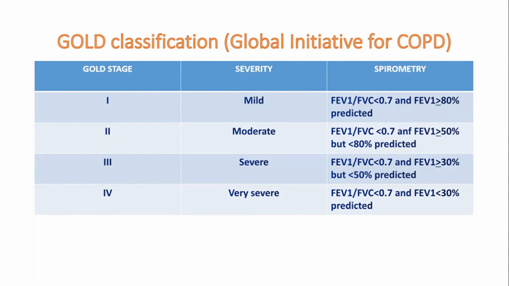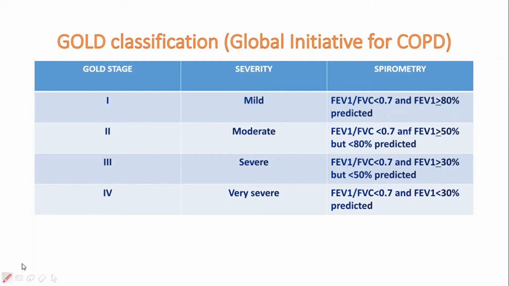In mild cases, FEV1 is above 80% of that predicted. Moderate patients, the ratio of FEV1 over FVC is less than 0.7, but FEV1 is reduced. It is less than 80% but more than 50%. So, it is between 50% and 80%. For severe cases, FEV1 is further reduced. It is between 30% up to 50%. And in very severe cases, the FEV1 is less than 30% of that predicted.